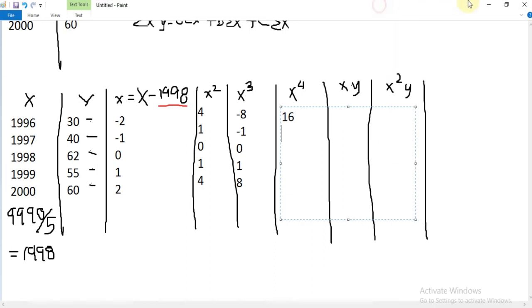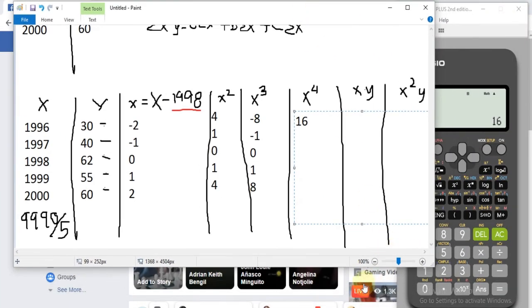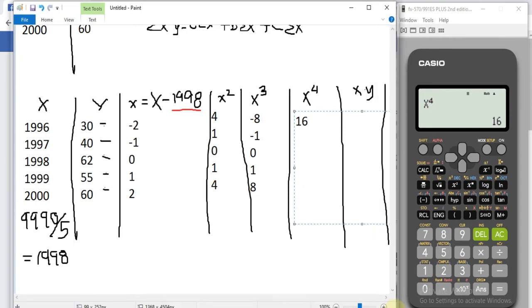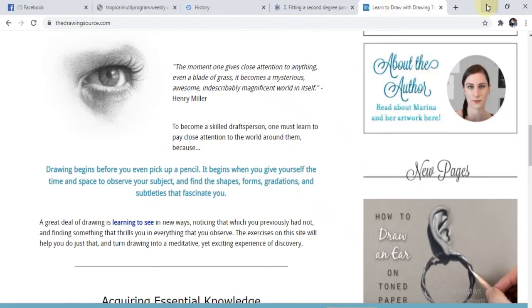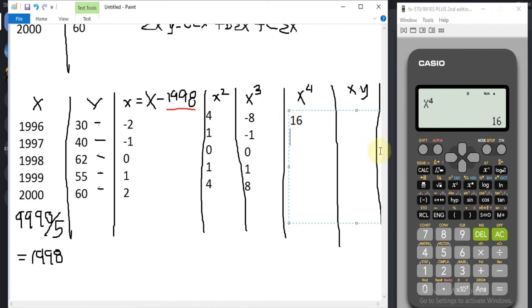Next, negative 1 gives 1, then 0 gives 0, then 1 gives 1, and 2 gives 16.